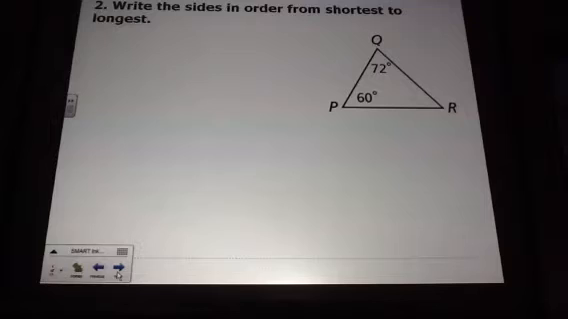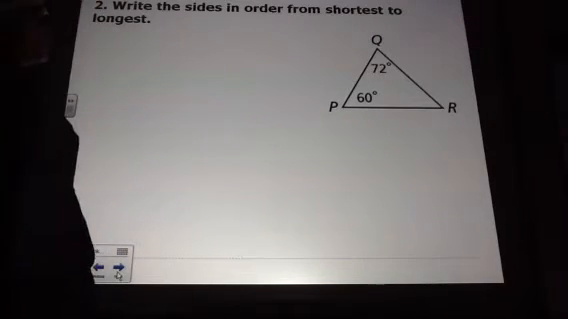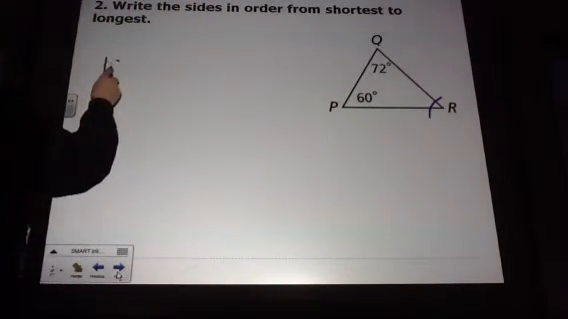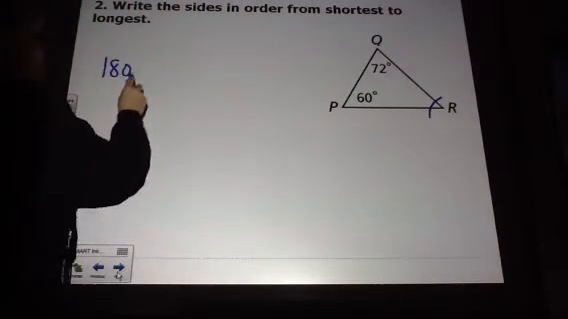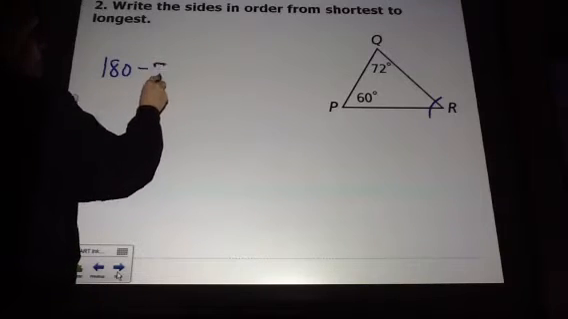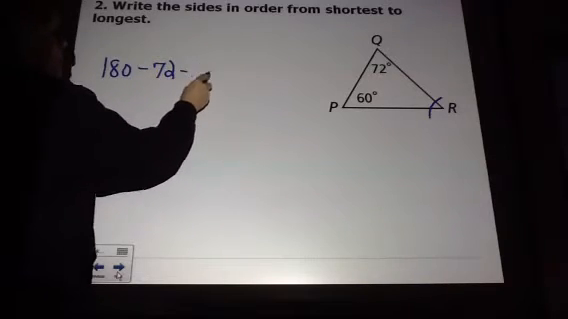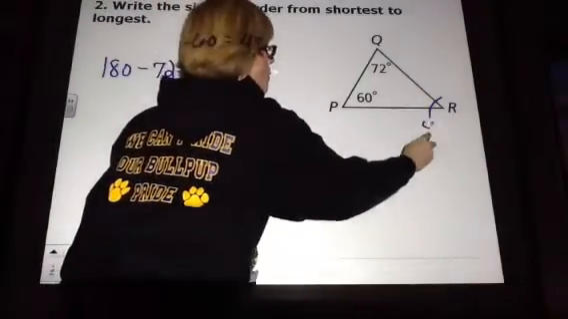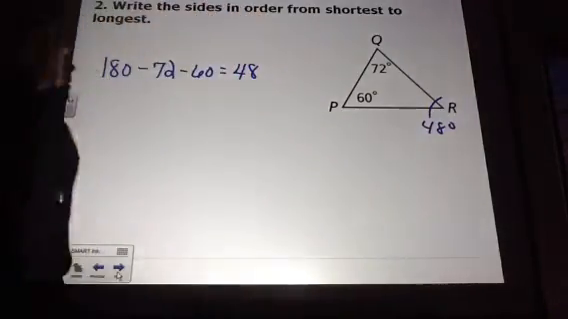Write the sides in order from shortest to longest. Okay, we have two angle measures. We need to find the measure of angle R. Well, because of our triangle angle sum theorem, you can take 180 minus the two angles that are given and get 48. So the measure of angle R is 48 degrees.